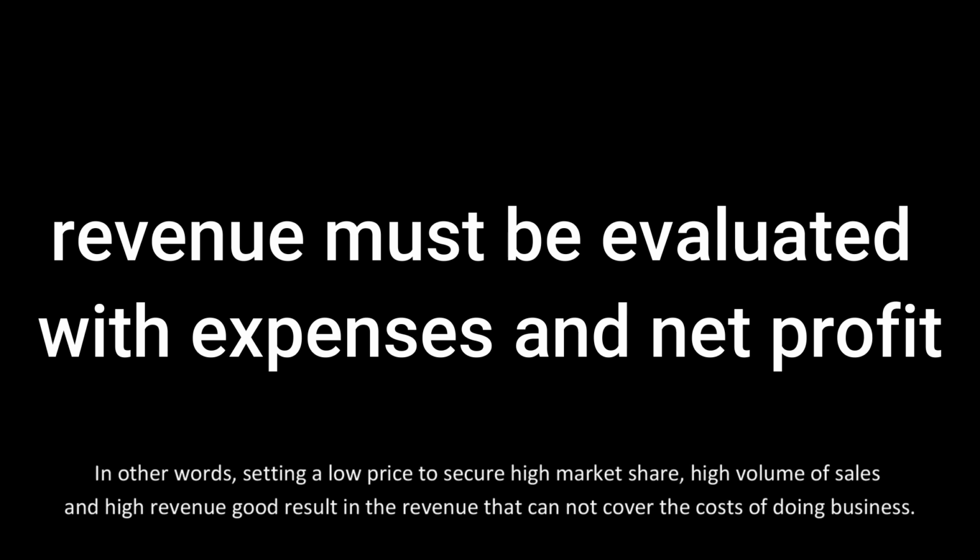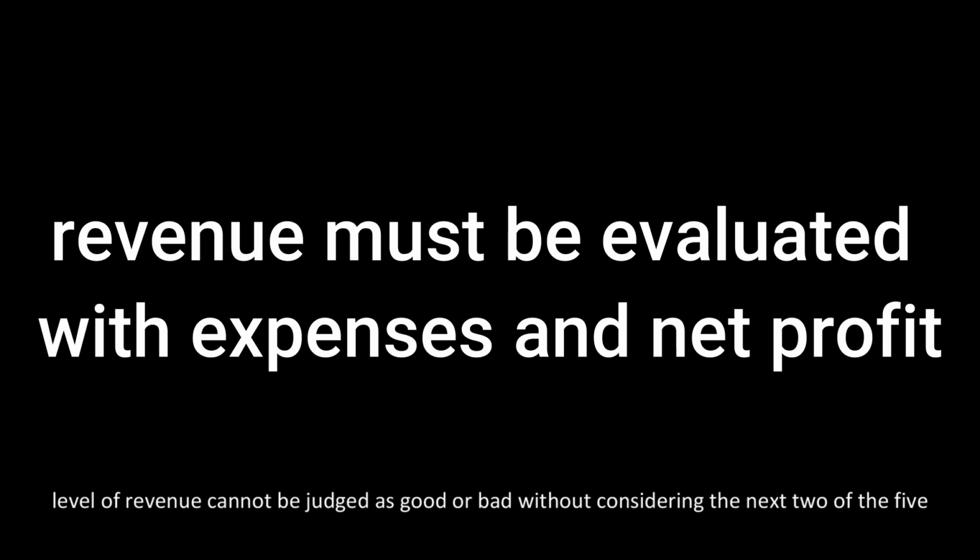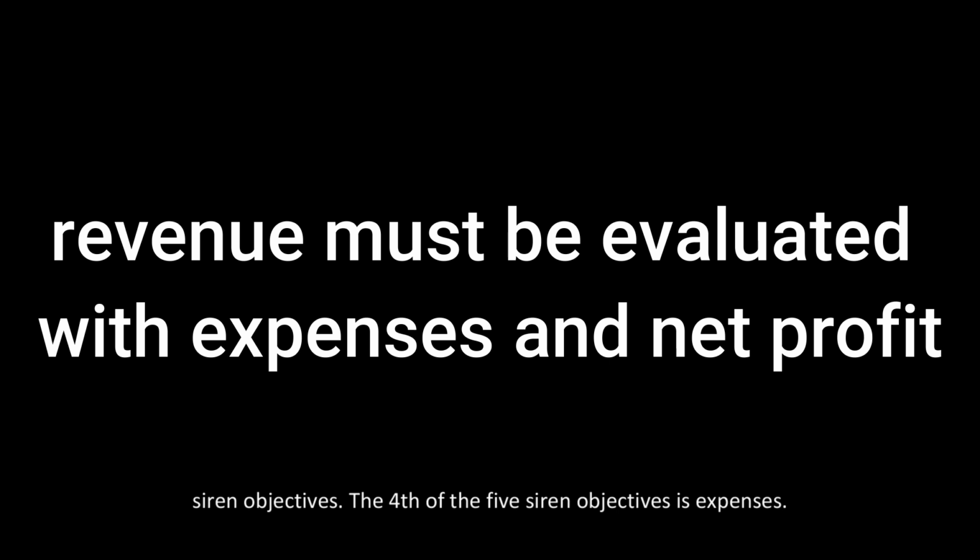In other words, setting a low price to secure high market share, high volume of sales, and high revenue could result in a revenue that cannot cover the costs of doing business. Therefore, a high or low level of revenue cannot be judged as good or bad without considering the next two of the 5 SIREN objectives.